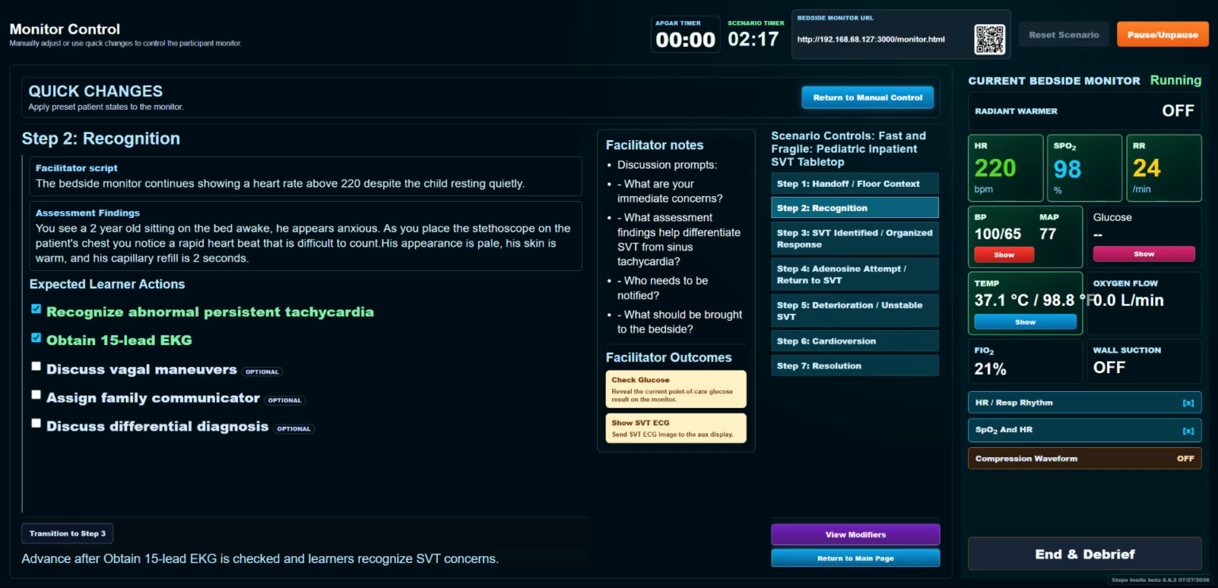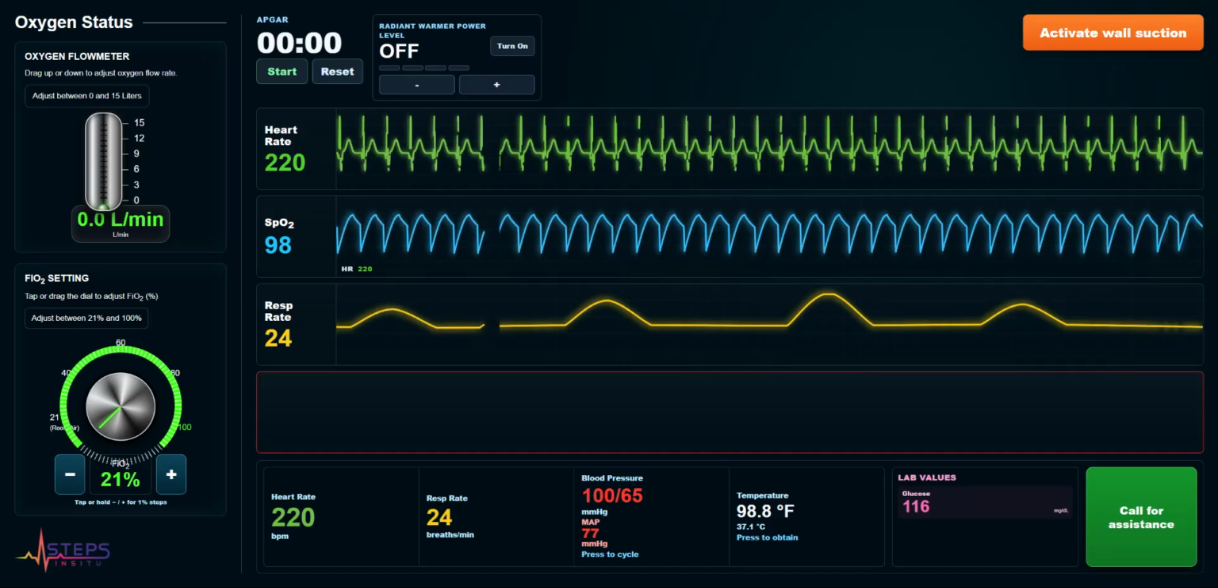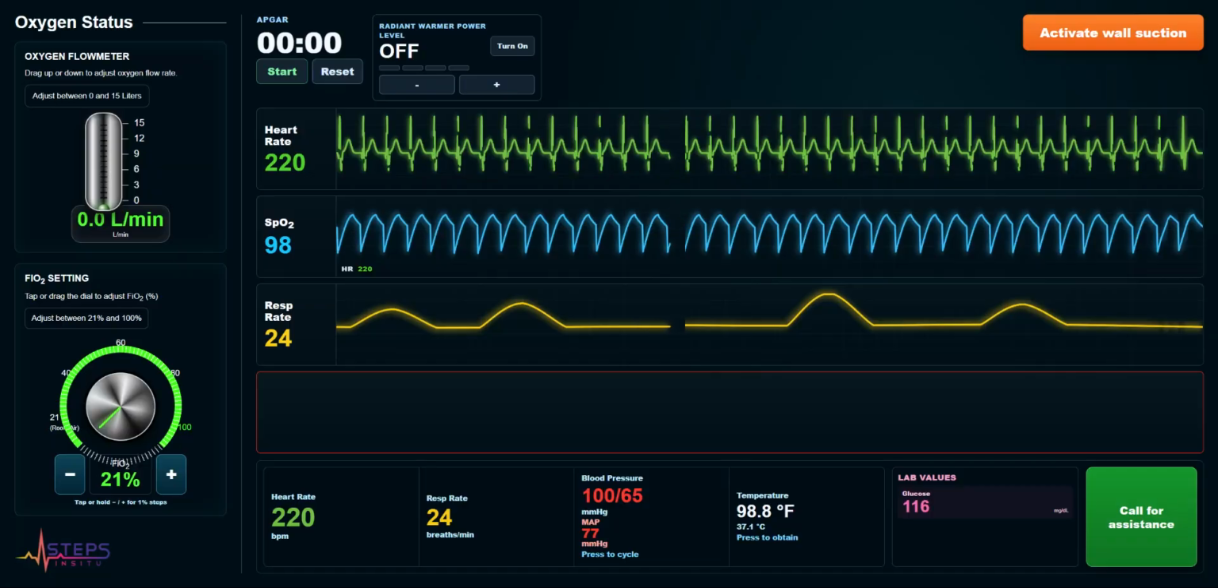And we discuss vagal maneuvers. On the right-hand side here, as a facilitator, it gives me some prompting questions that I can ask. Since this is a tabletop sim, it is very discussion focused, so asking them what their immediate concerns are helps prompt them along. Now, if they want to get a glucose, I can check this button here, which will instantly give them a glucose under lab values.